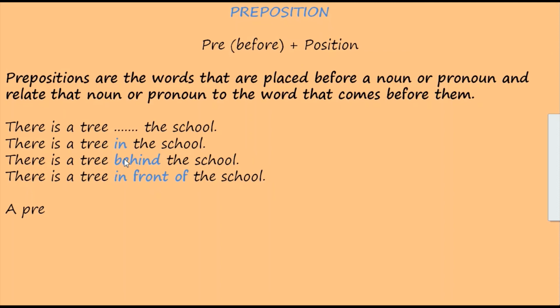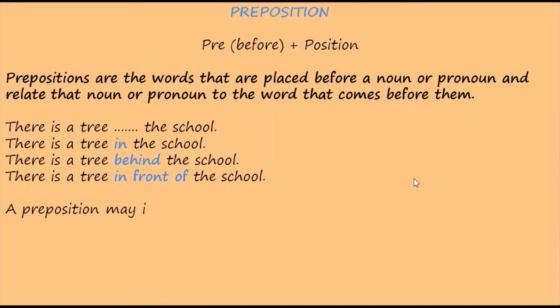These are the words that are placed before a noun or pronoun. So these three prepositions are placed before a noun: school, school, school. But what are these prepositions doing? They are relating this noun to the word that comes before them. They are relating this noun, the school, to the tree. That's why we say that prepositions are the words that are placed before a noun or pronoun and they make a relationship between two nouns or pronouns.